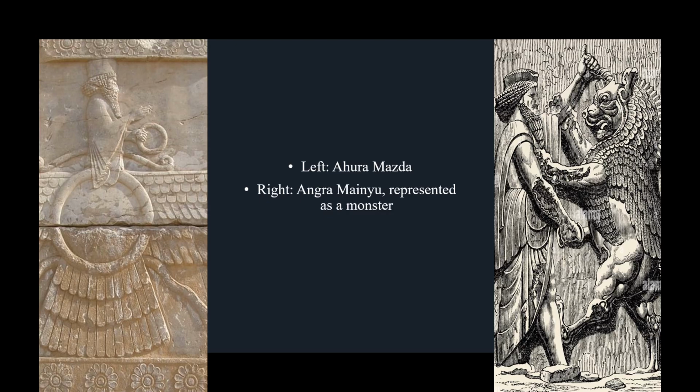I've obviously had to simplify these things, and I mean no disrespect to anyone who might be following this religion. On the left part of this slide is a depiction of Ahura Mazda, who represents the cosmic good. On the right is Angra Mainyu, represented as a monster.